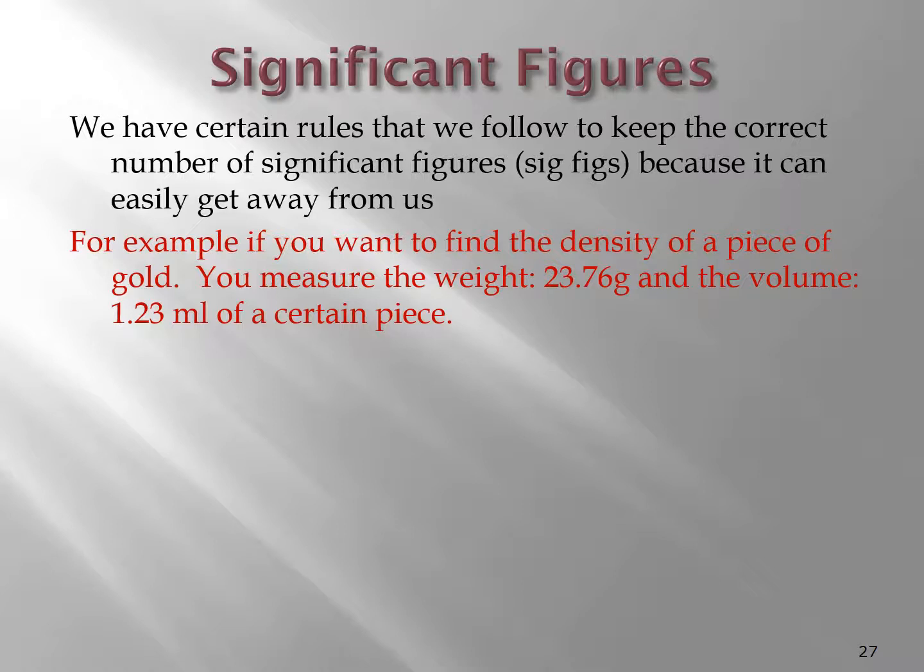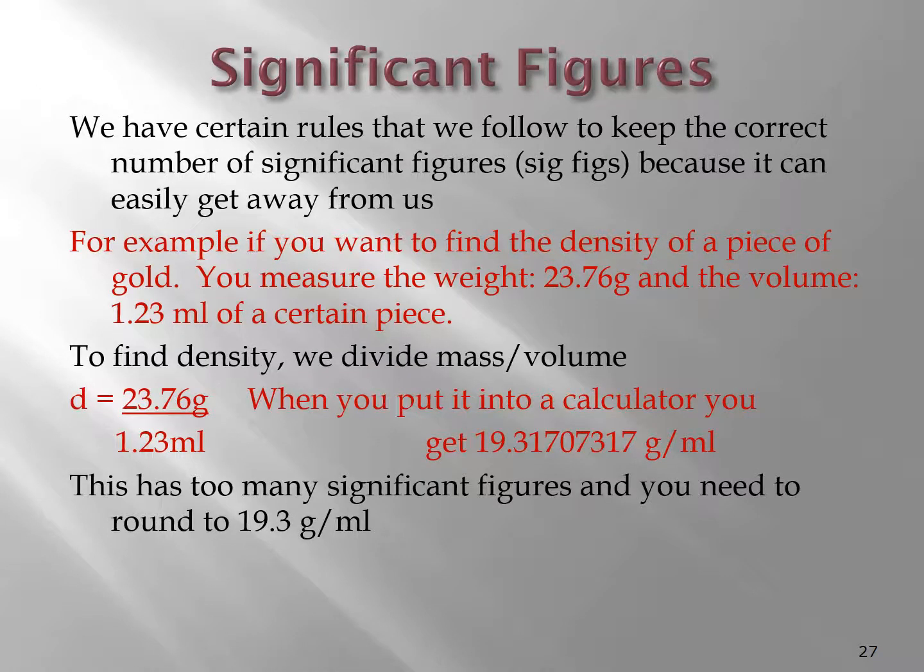So what does that mean? Density is mass divided by volume. So if we take that mass divided by the volume, if you put that calculation in the calculator, what do you get? 19.317073, maybe some more digits, grams per milliliter. Well, can we really measure it that precisely? Is that really a good value for the density? Oh, probably not, because we don't have measurements that can be that precise. That's too many significant figures.